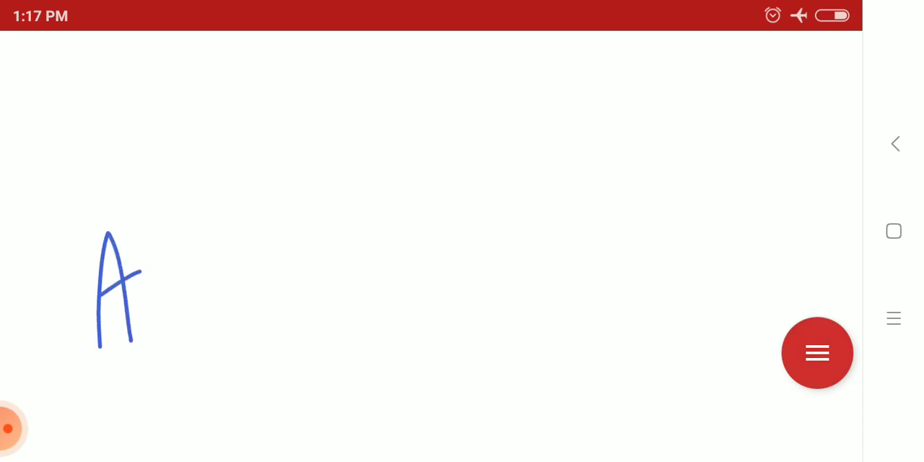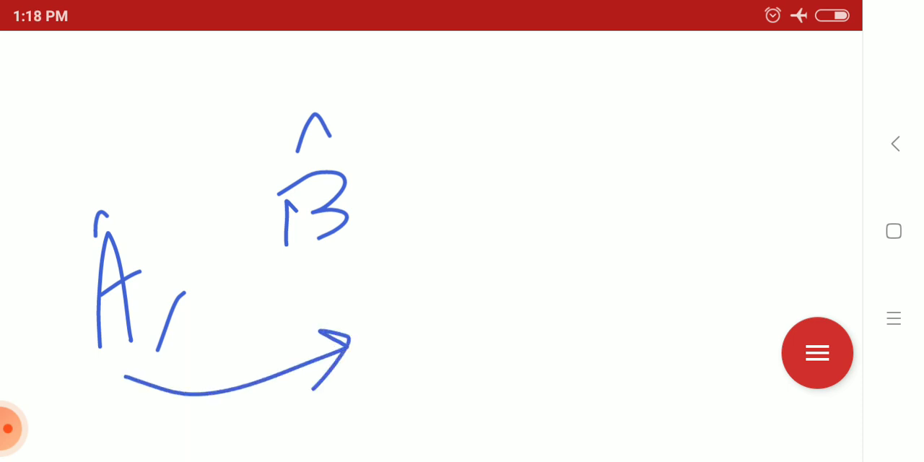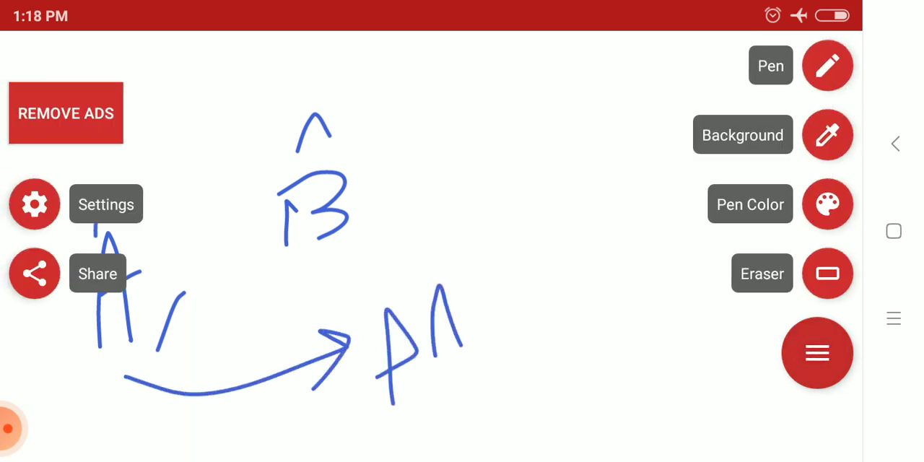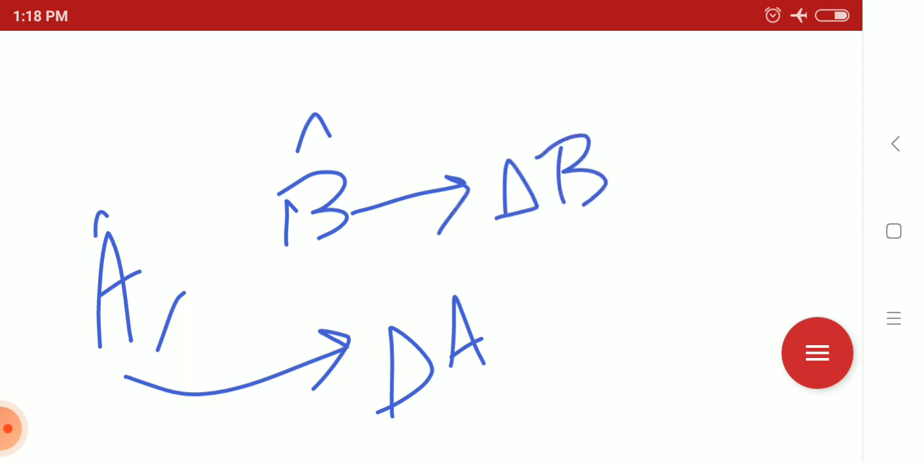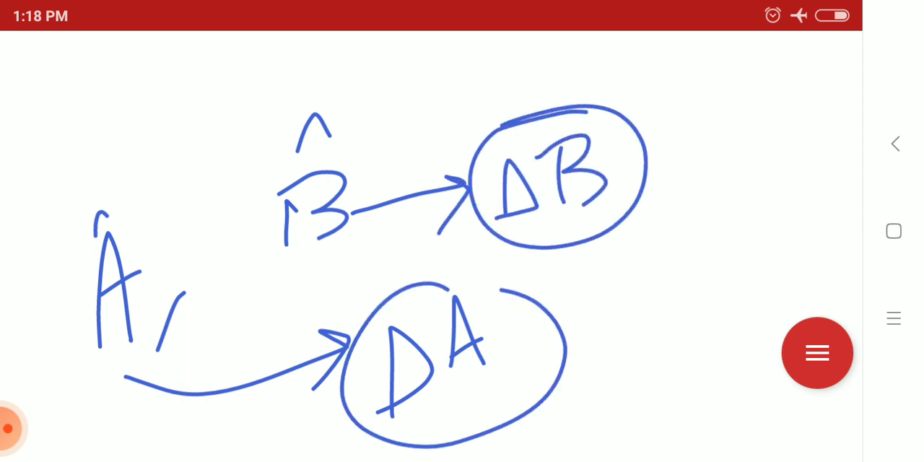Suppose you have an operator A hat. You have another operator B hat. A has an uncertainty delta A and B has an uncertainty delta B. So what is the relation between delta A and delta B?